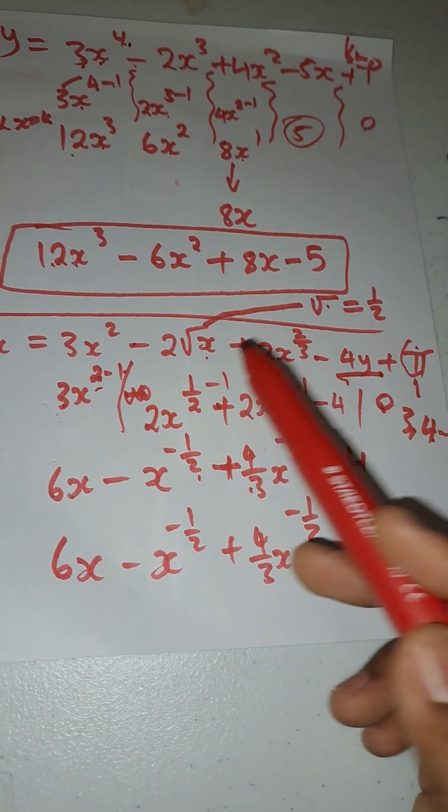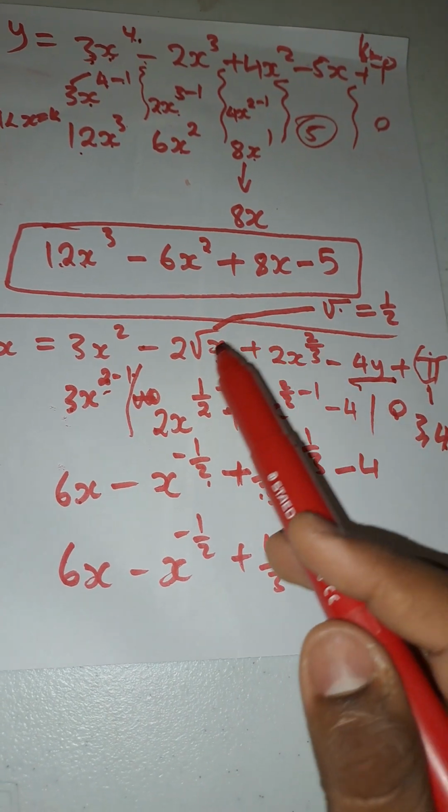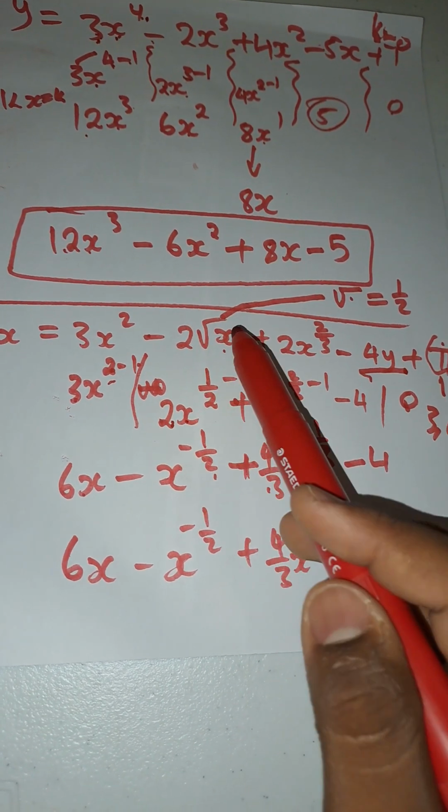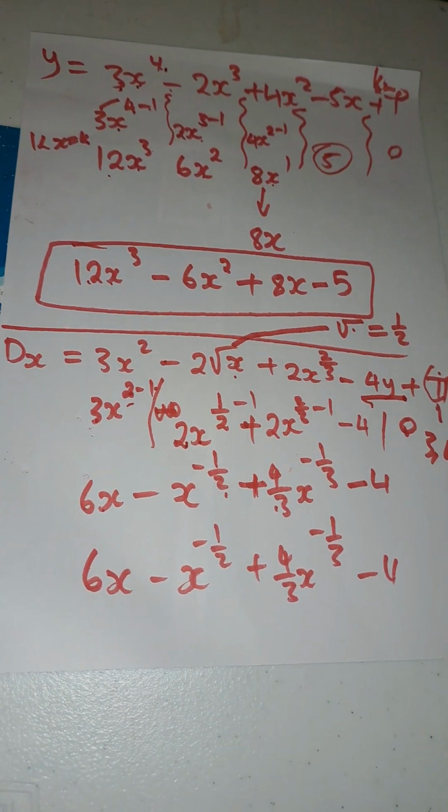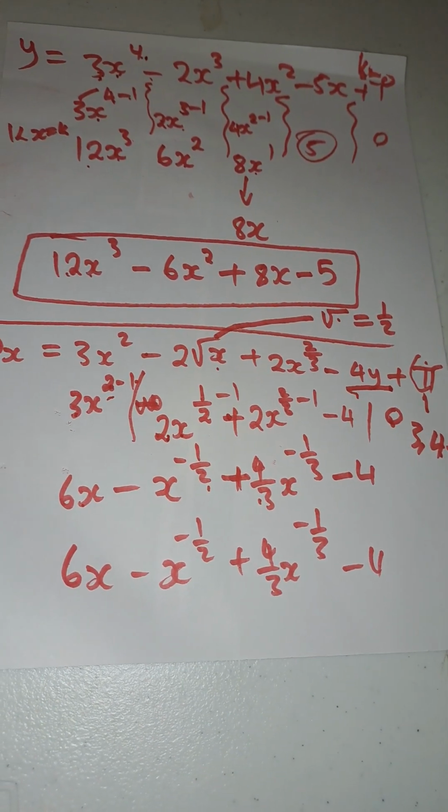If you have a square root, you know a square root is half, so you will put it like this: 2x to the power of 1 over 2 minus 1. Then you represent your answer like this. Okay, so let me tell you some few things, then we'll finish. Let me use the same paper.